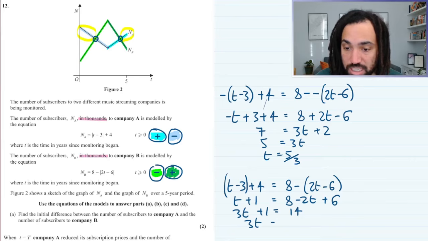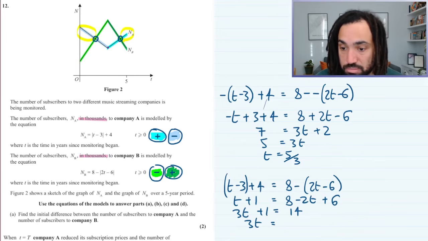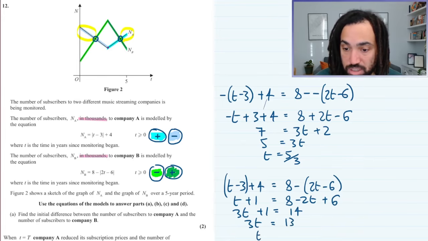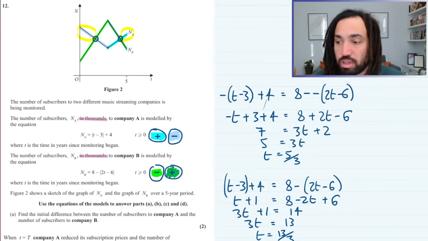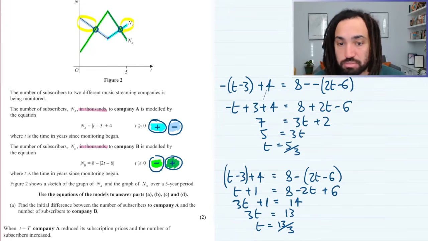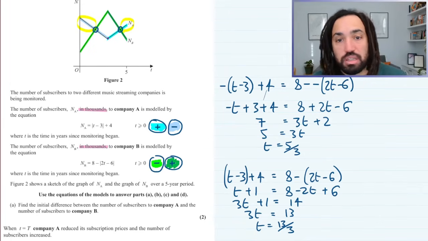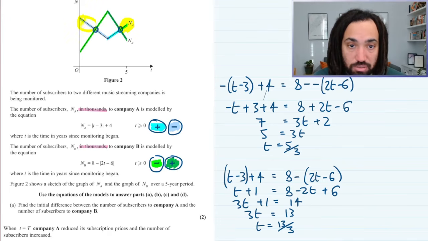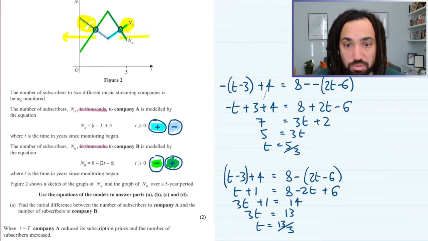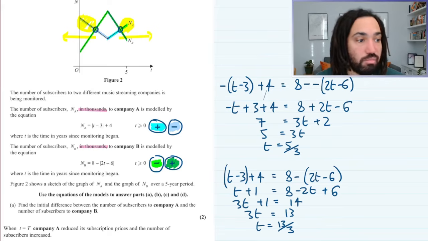So 3t is equal to 13. So t is equal to 13 over 3, like so. Okay, great. So we've got the two critical points. Now, the yellow area, which is what we're actually looking for, is when we are to the left of this first critical point and when we are to the right of this second critical point.